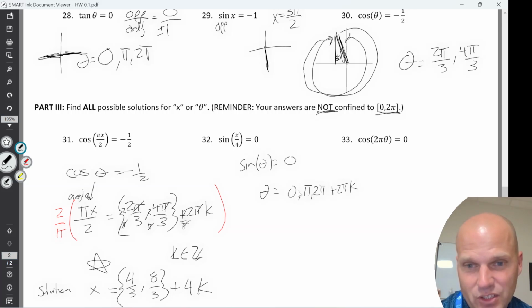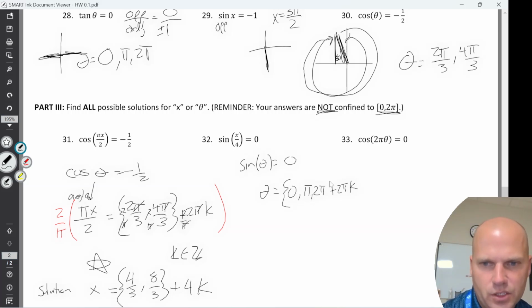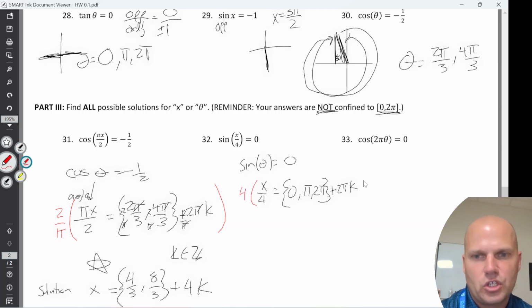this. You could actually understand that you could just have pi k, but let's just keep it simple. Let's just start with this because you're correct, and I don't want you to freak out about semantics. But it's not my angles here that I'm trying to find. I'm trying to find x. So I understand x over 4 represents my angles, and I want to find my solutions by multiplying everything by 4.